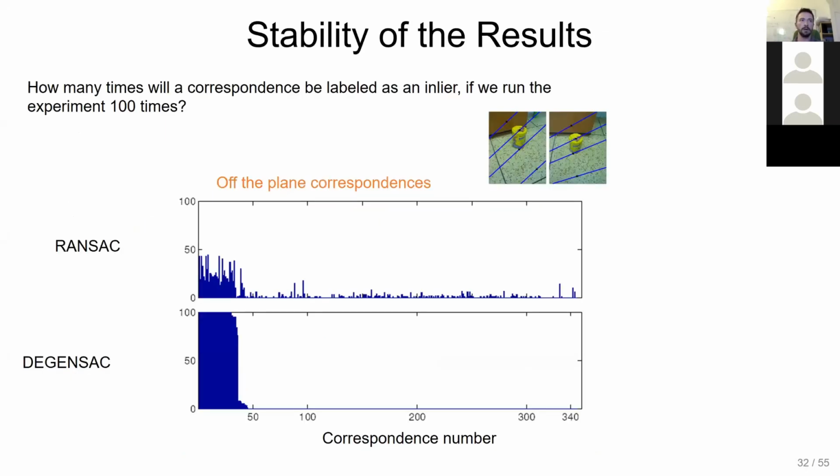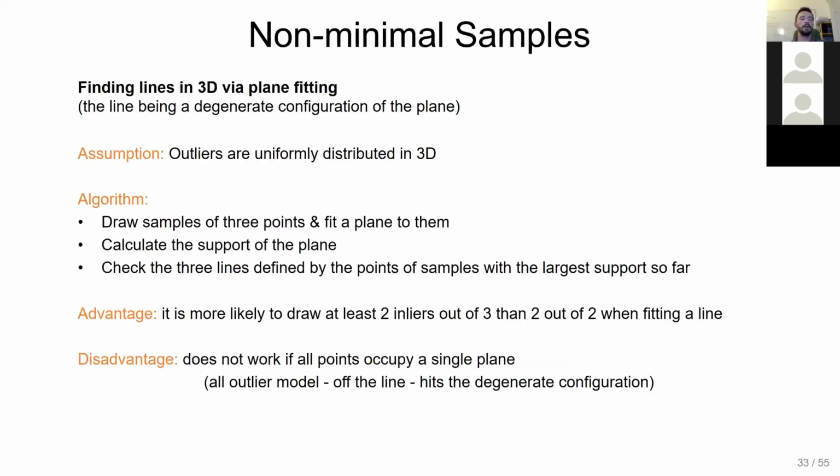So if you compare the approach that takes care of degenerate configurations with standard RANSAC, you can see that this approach is fairly stable, whereas for standard RANSAC, basically anything can end up as an inlier. So degenerate configurations are not only problematic; everything that I've said so far can actually be used to our advantage by drawing non-minimal samples.